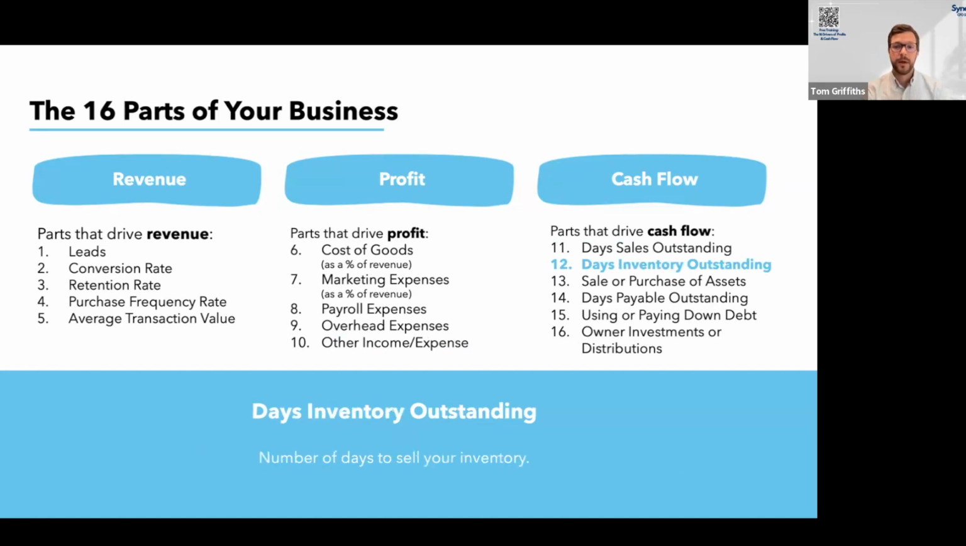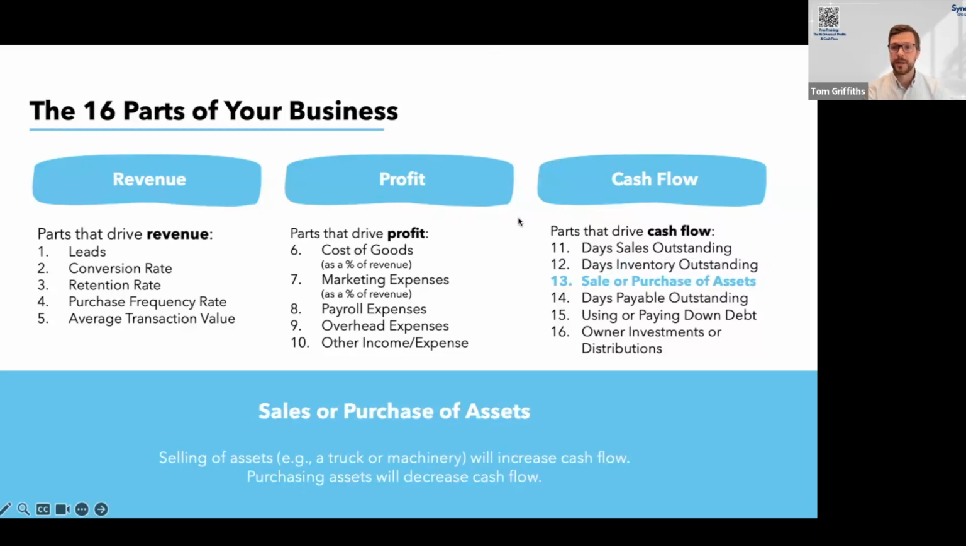Okay. We have days inventory outstanding. So this is only applicable if you're selling inventory. But this is essentially the number of days it takes you to sell your inventory. So the longer you hold on to your stock, or the longer it takes you to sell everything, the longer this number is going to be, and the longer your cash is going to be tied up in this. Okay, then we have the sale or purchase of assets. So in that same example that I've just been through, from that 50K that we're left with, let's say you need to buy a new van for 20K. So now we're left with 30K now. Okay, so now that 100K profit that we started with is now down at 20K.